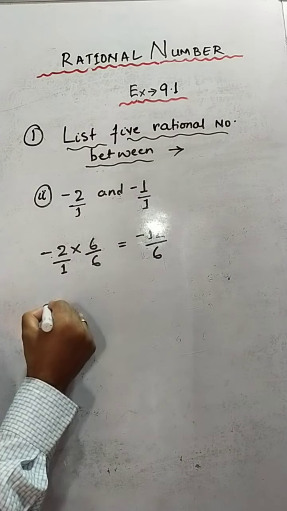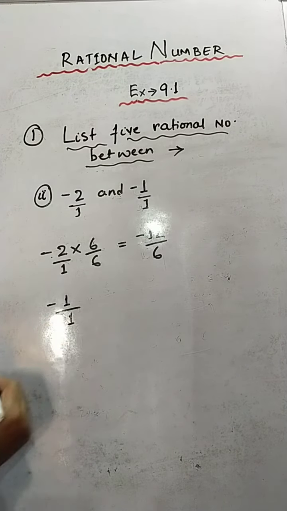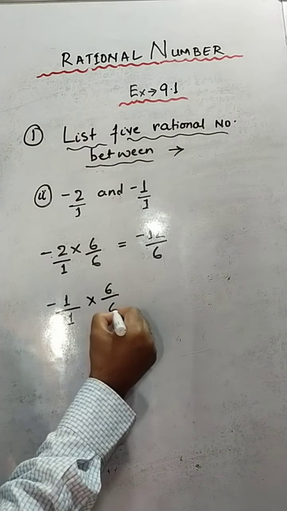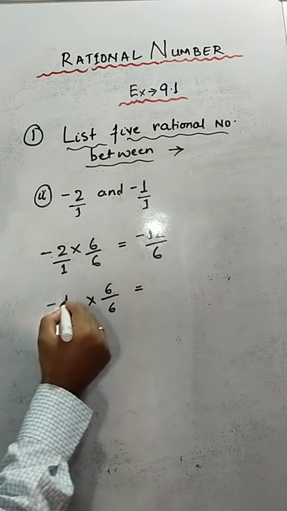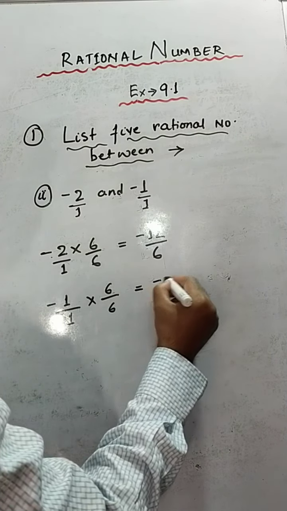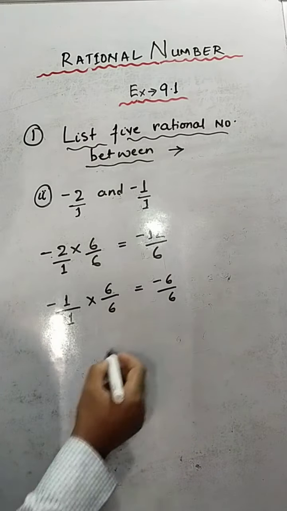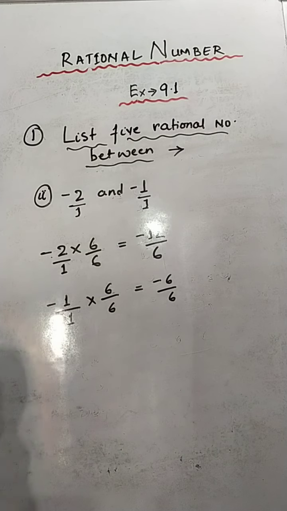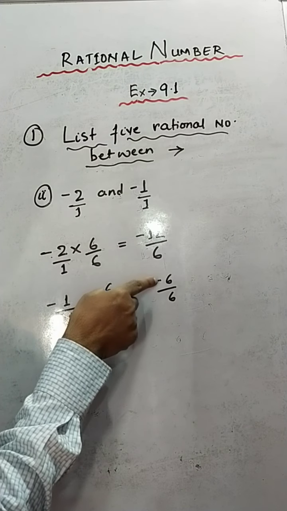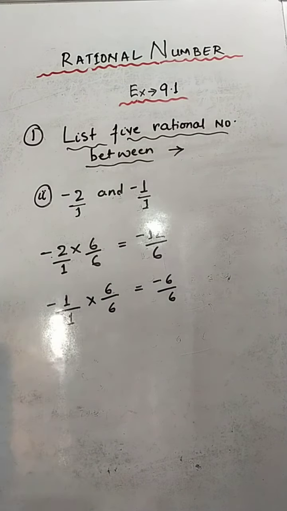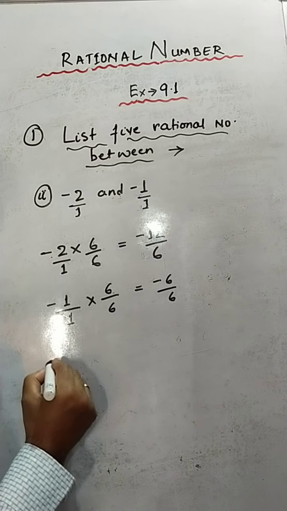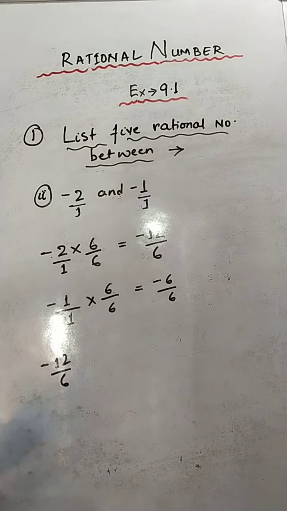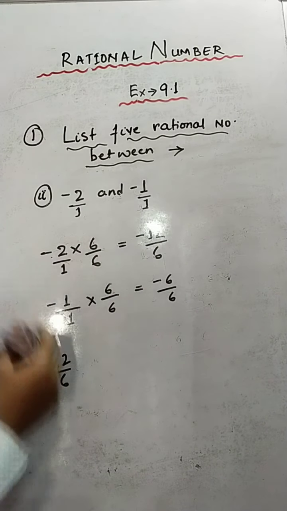The same thing we'll do with -1 also. -1 is also carrying 1 as a denominator. So we'll multiply 6 with the numerator and with the denominator also. So -1 into 6 would be -6, and 6 ones is 6. See, both the rational numbers are carrying the same denominator. Now we have to put the numbers in between -12 by 6 and -6 by 6. So we'll write -12 upon 6, or instead of this, because we're getting -12 by 6 from -2 only.